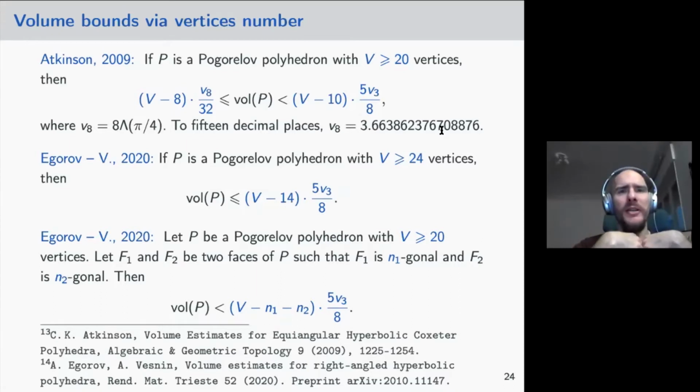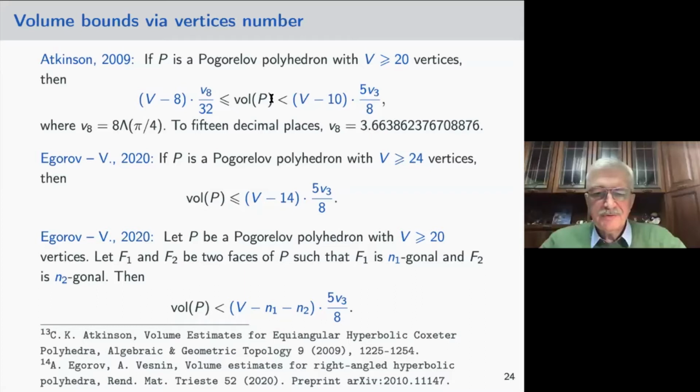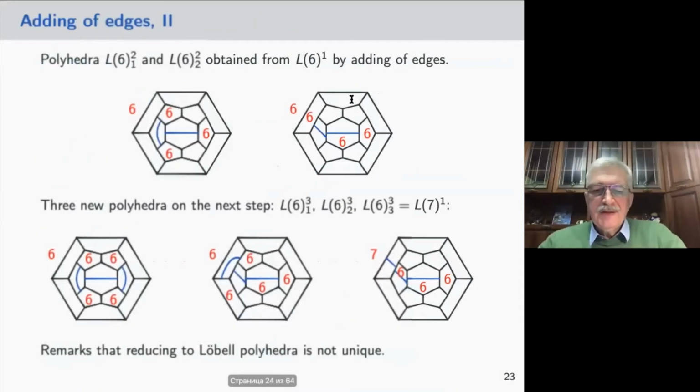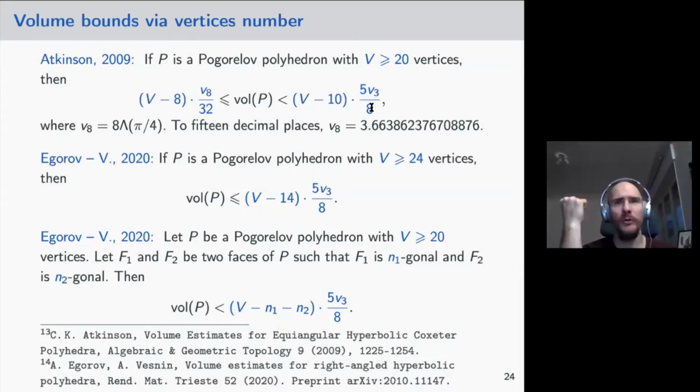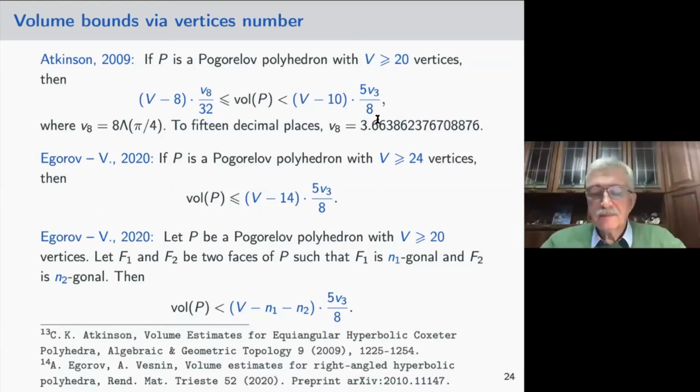Sorry, so these V1, V3, and V8, did you define them for this? V3 is another constant. This is about 1.1. Sorry, it's the volume of the ideal regular tetrahedron. And all of these Vs are volumes of certain polytopes? Yes. So V8 is about 3.66 and V3 is about 1.01.